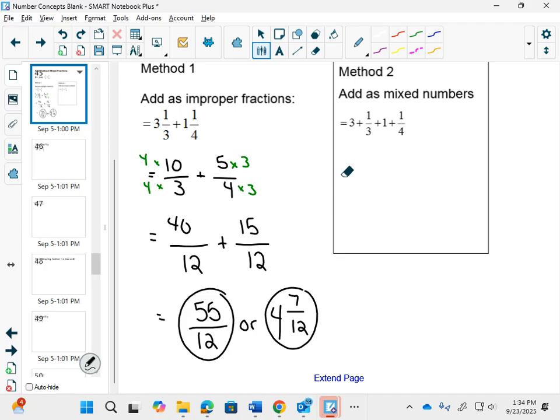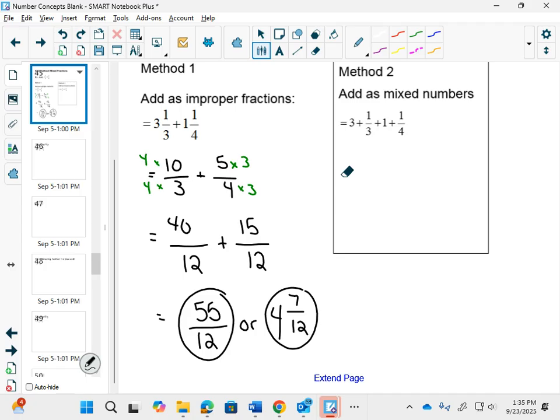On a quiz or a test, I would say either of those are good answers. If I was going to do more math, for me, I would keep the improper fraction. If I was wanting my math to mean something, I like the mixed one. You see that you have 4 and 7/12. That sure looks like it seems reasonable as a final answer, because I had 3 and a bit, and 1 and a bit. I should get 4 and a bit. That makes sense.